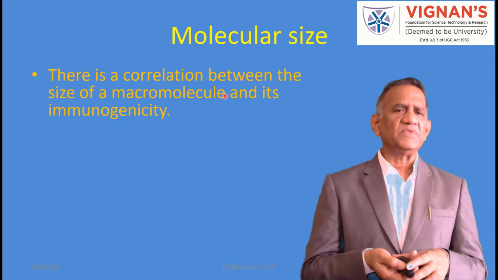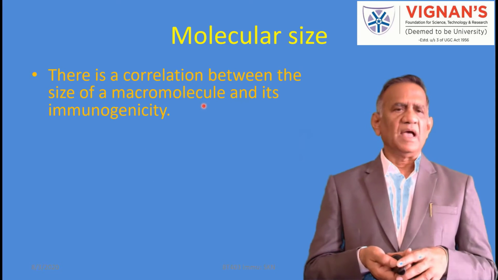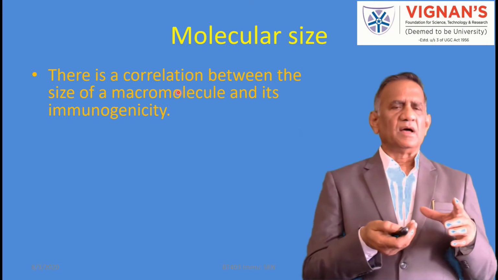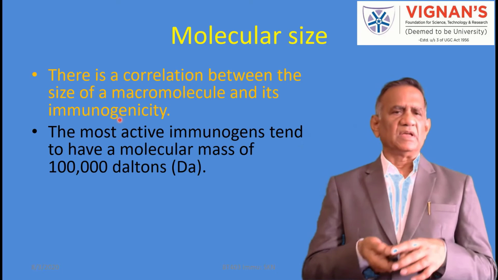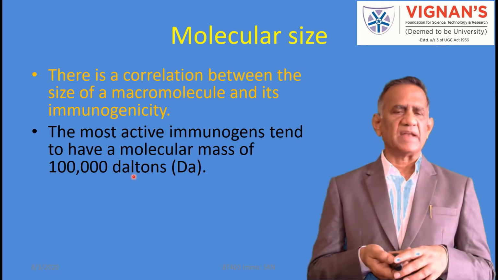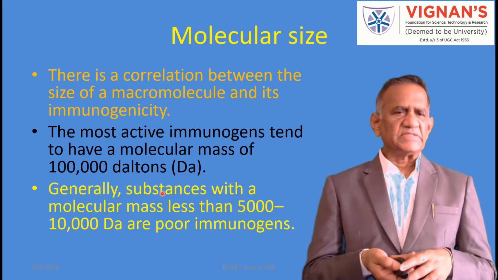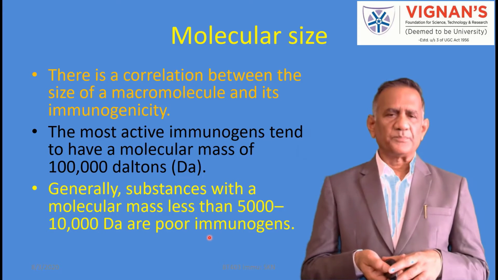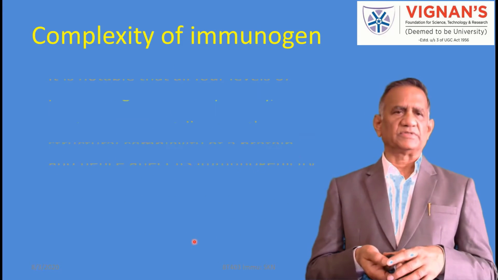So, the molecular size. There is a correlation between the size of a macromolecule and its immunogenicity. The size of the macromolecule relates to immunogenicity. The most active immunogens tend to have a molecular mass of 1 lakh daltons and above. Generally, substances with a molecular mass less than 5,000 to 10,000 daltons are poor immunogens.